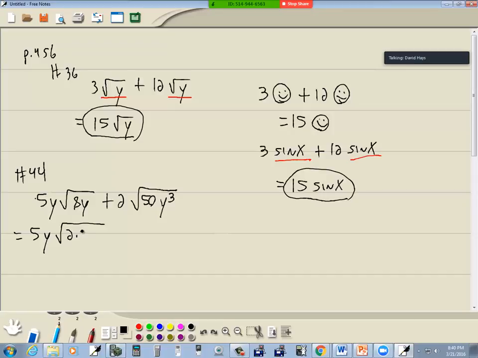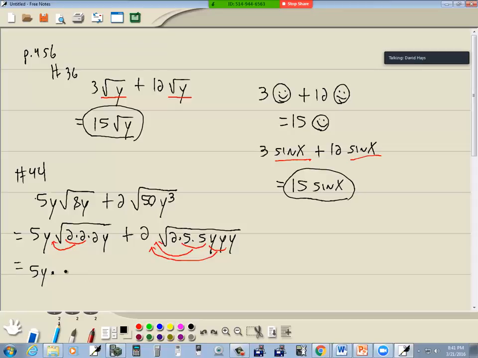8 is 2 times 2 times 2 with a y. 50 is 2 times 5 times 5. Now y to the third, since there's just a few of them, I'll go ahead and put 3 y's. I won't use my shortcut here. Now remember, square roots, we're looking for a pair of somethings. Here's a pair of 2's, so they're going to come out in front as a single 2. Here's a pair of 5's, they're going to come out in front as a single 5. And here's a pair of y's, they'll come out in front as a single y.